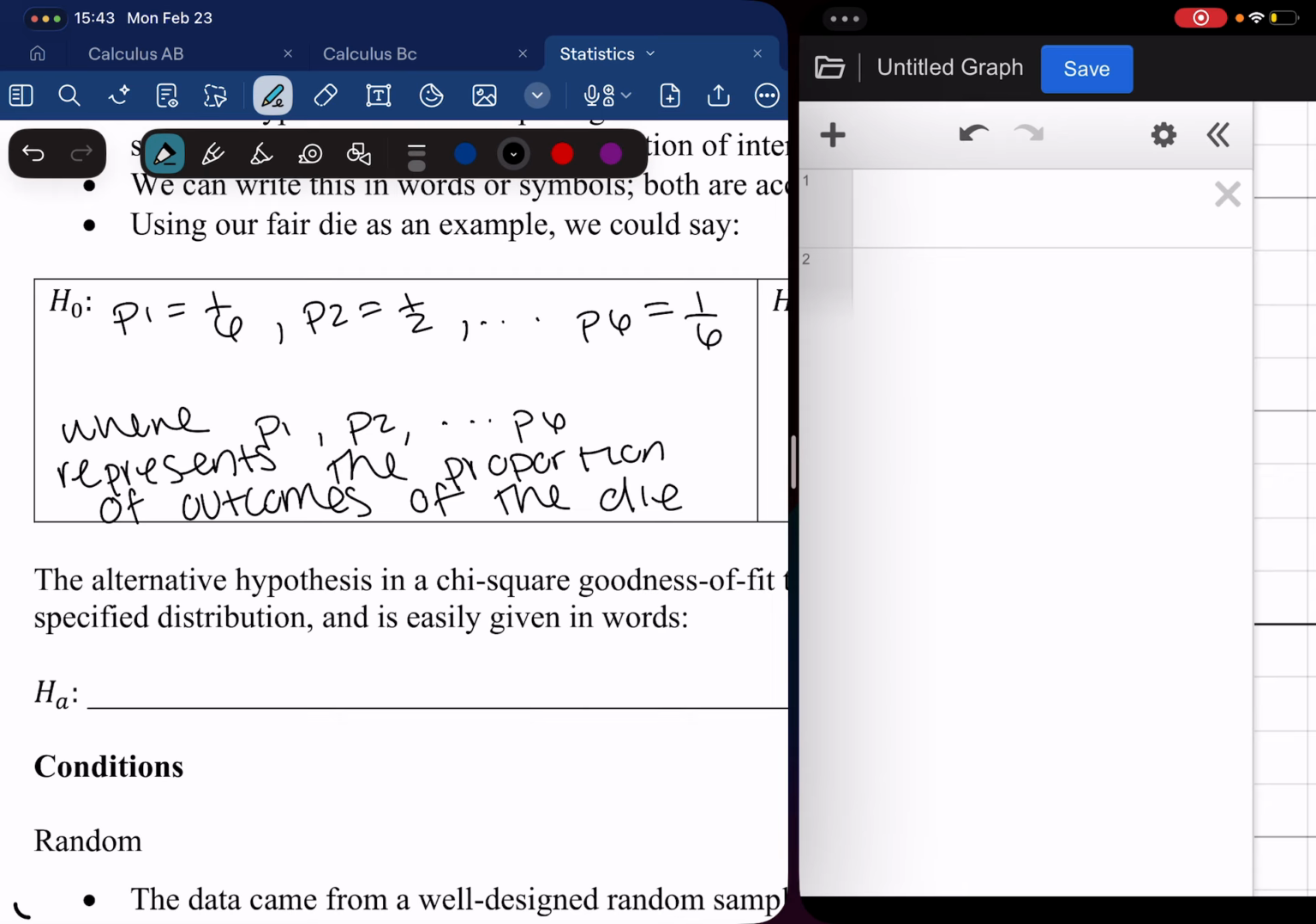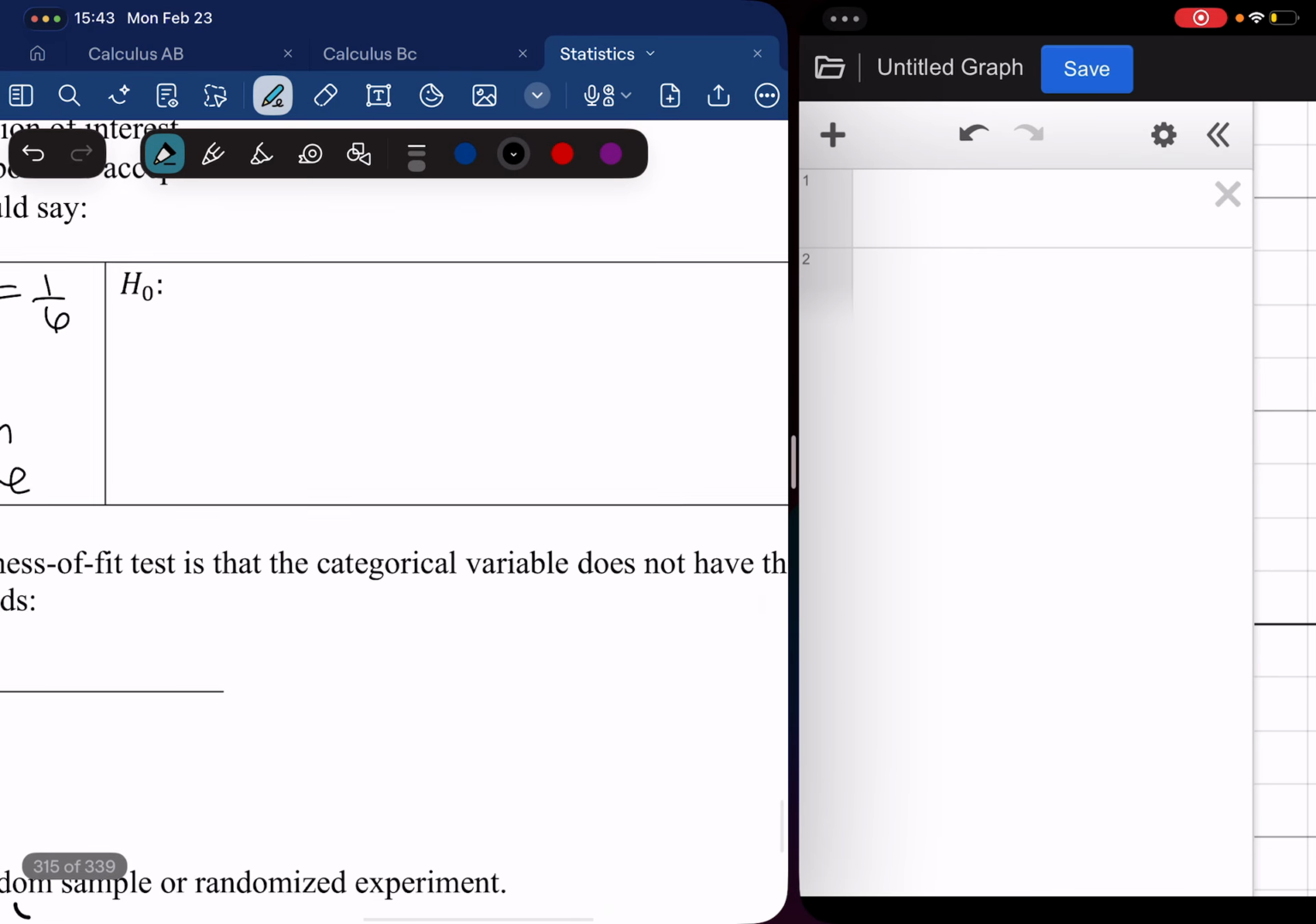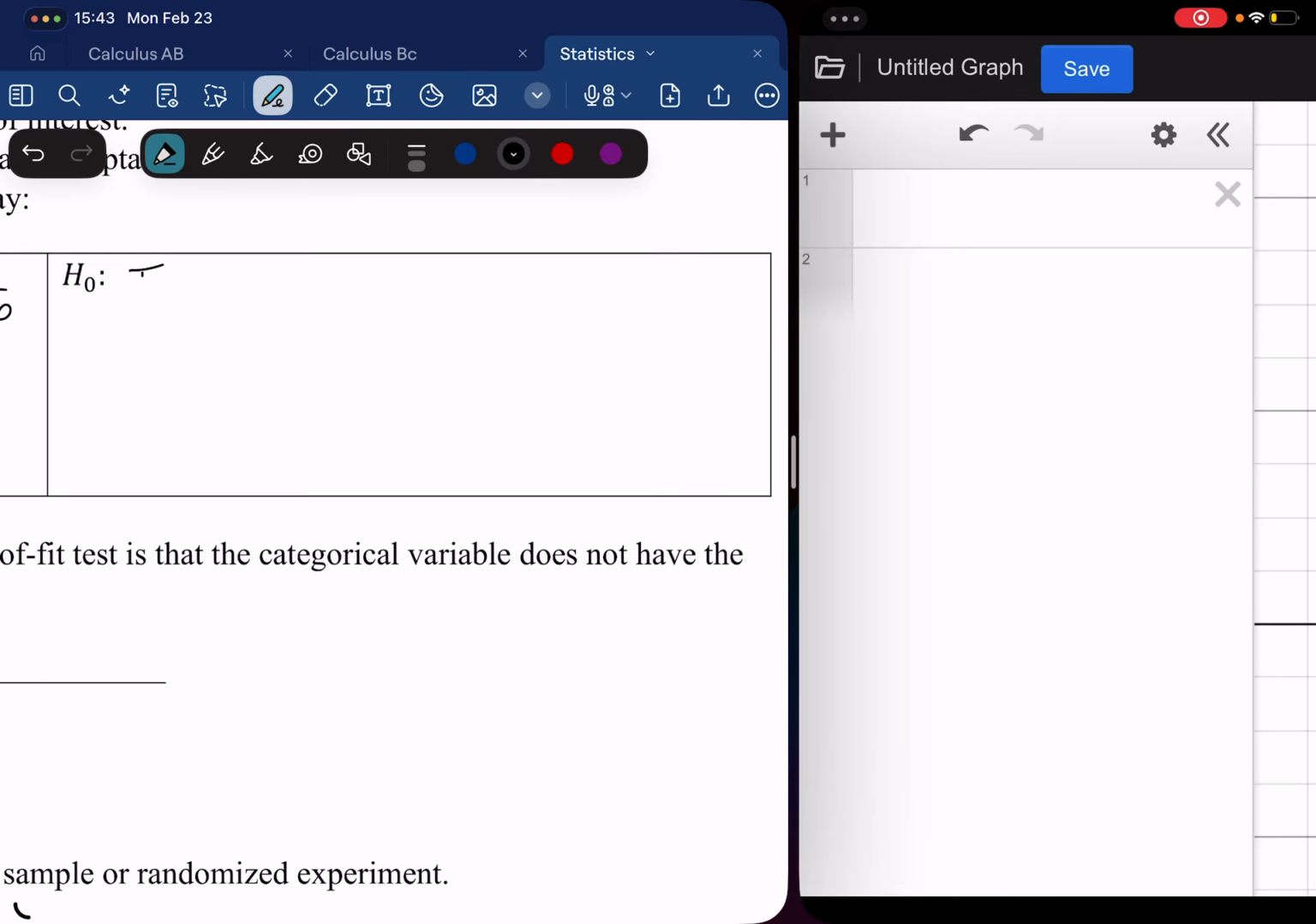Okay, then it says beware, which means these are some very common mistakes. The chi-square test statistic compares observed and expected counts. Don't try to perform calculations on the proportions. When checking the large counts condition, be sure to examine the expected counts. So large counts is for expected counts, not observed counts.